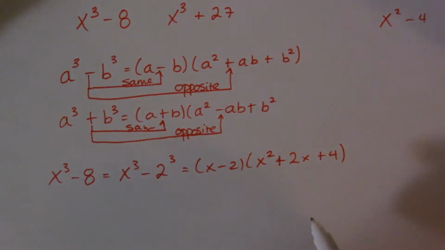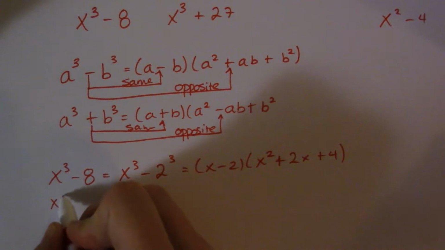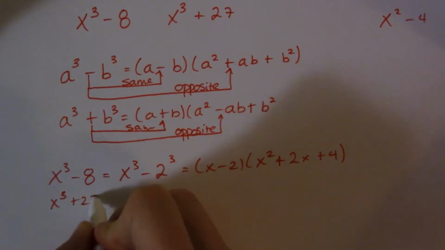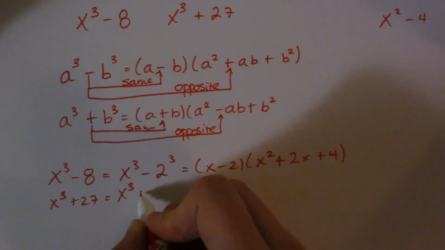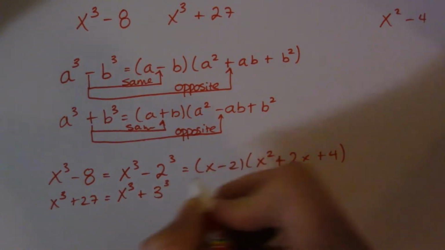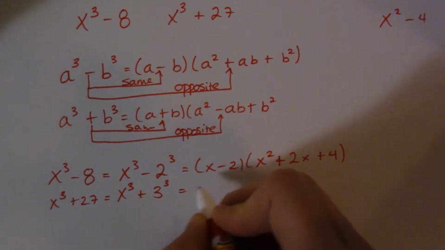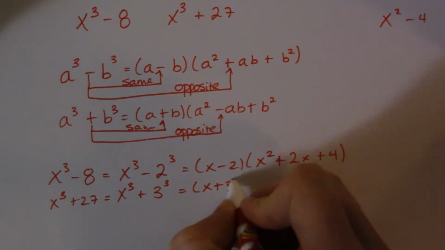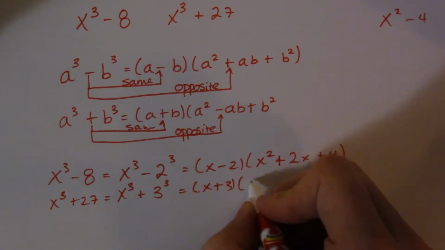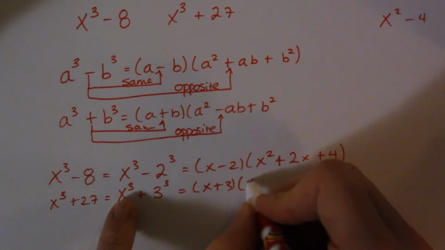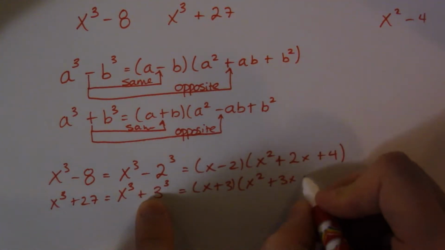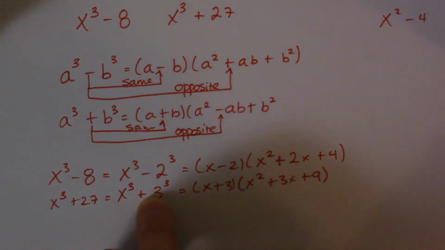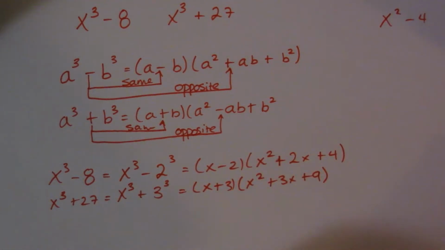Then we can do the same thing with this guy right here, plus 27. I can rewrite it as x cubed plus 3 cubed, very simply. And then I have x plus 3, so the same sign comes first, and the next one's going to be opposite. So then it's going to be x squared. Then I multiply both of them together, 3x, and then I square the last one, plus 9. And there it is. There's another factored form. Usually the second part doesn't factor.